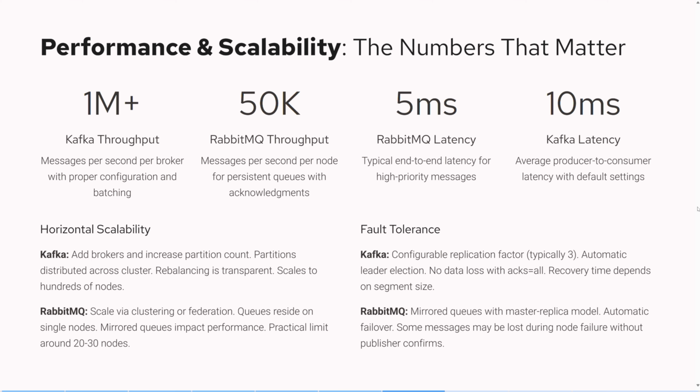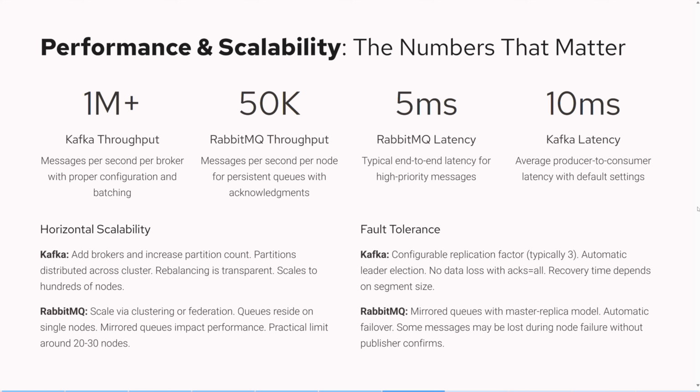In terms of latency, RabbitMQ often achieves very low end-to-end delivery, around 5 milliseconds, making it suitable for command-style messaging. Kafka's average latency is slightly higher, around 10 milliseconds. But remember, Kafka is optimized for sustained high throughput rather than ultra-low latency.